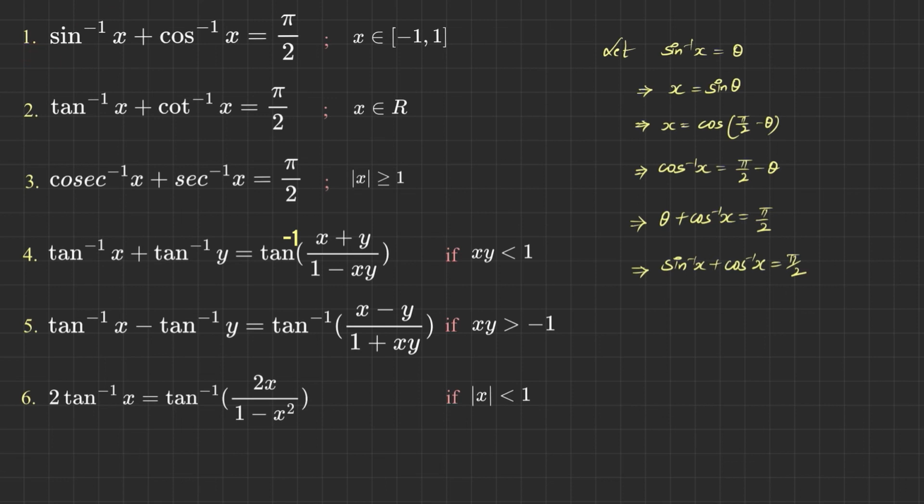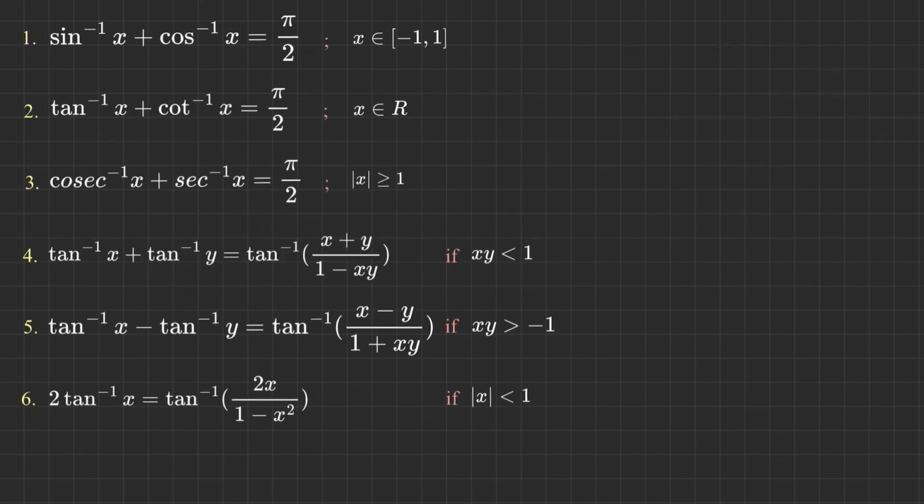Similarly you can prove property number 2 and property number 3. Now let me show you property number 4. There was a small mistake here. I had written only tan previously, so it's actually tan inverse. Tan inverse of x plus y over 1 minus xy. Let me prove this result for you.